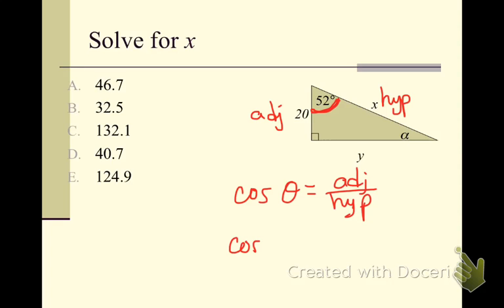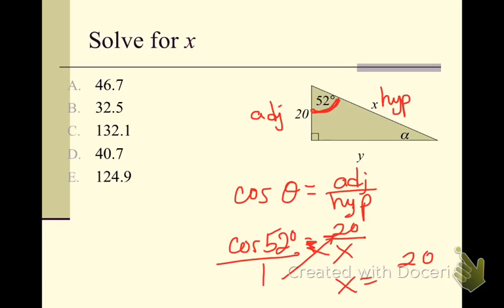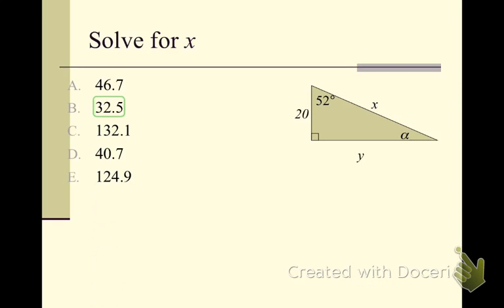So we know 52 degrees is the angle. We know 20 is the adjacent. What we don't know is the hypotenuse, x. So set up a proportion, cross multiply. x is going to equal 20 over the cosine of 52 degrees. Plug it in, and we get 32.5.